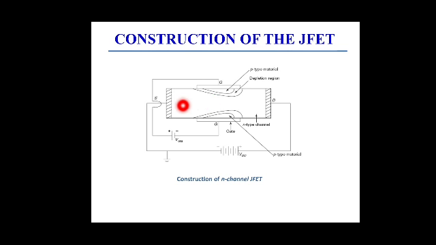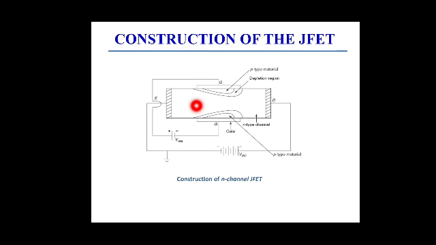Now here the charge carriers are electrons. Why electrons? In n channel FET the charge carriers are electrons. If it is a p channel FET, the charge carriers are holes. So as it is an n channel FET, the charge carriers are electrons. From this terminal the electrons try to enter into the channel.